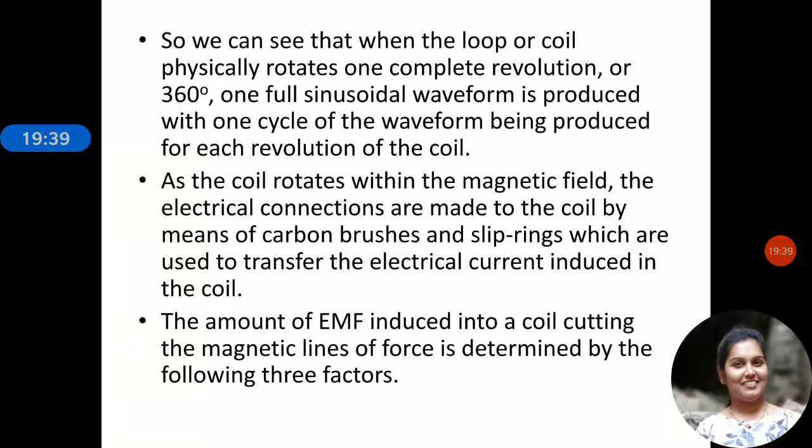So we can see that when the coil or loop physically rotates one complete revolution, or 360 degrees, one full sinusoidal waveform is produced, with one cycle of the waveform being produced from each revolution of the coil. As the coil rotates within the magnetic field, the electrical connections are made to the coil by means of the carbon brushes and slip rings, which are used to transfer the electrical current induced in the coil.